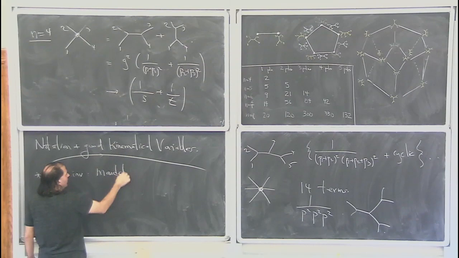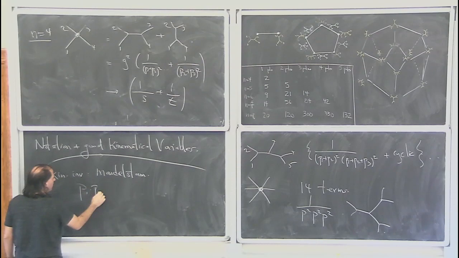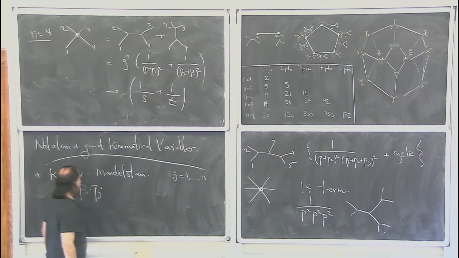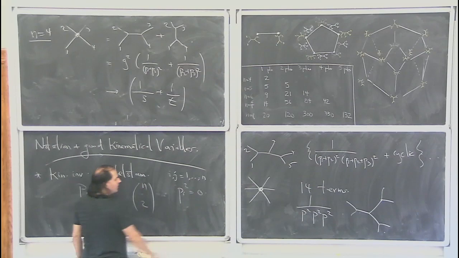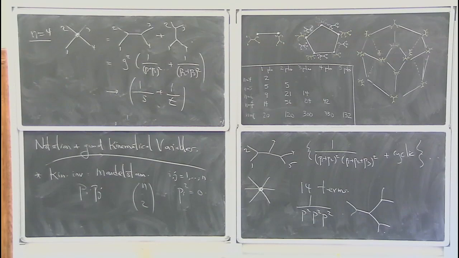Pi dot pj. If i and j run from 1 to n for n-particle scattering, I have pi dot pj. How many pi dot pj? Let's first count how many invariants there are. Well, there are n choose 2 of these variables, because we're assuming that the particles are massless. It doesn't actually matter, they can be massive, but just for simplicity, let's say they are massless.